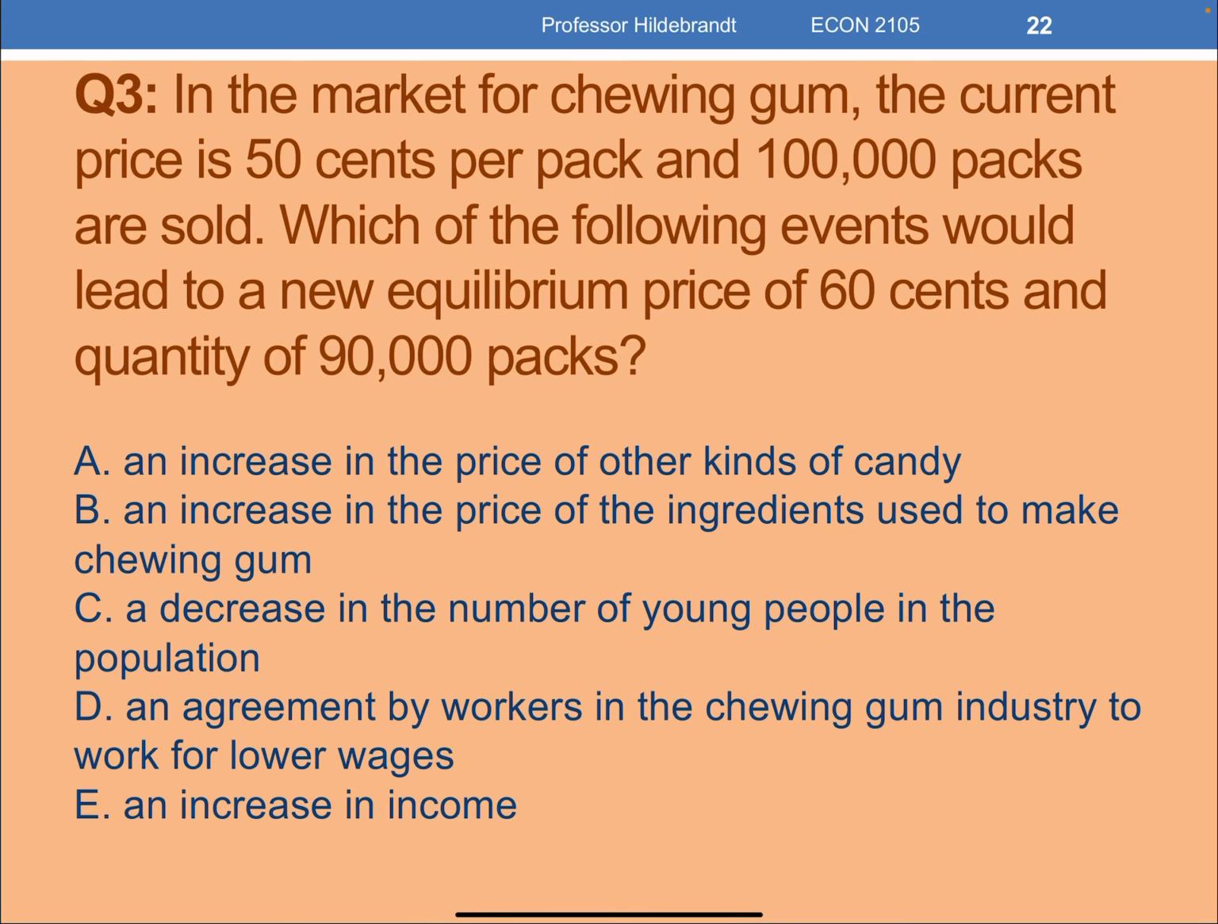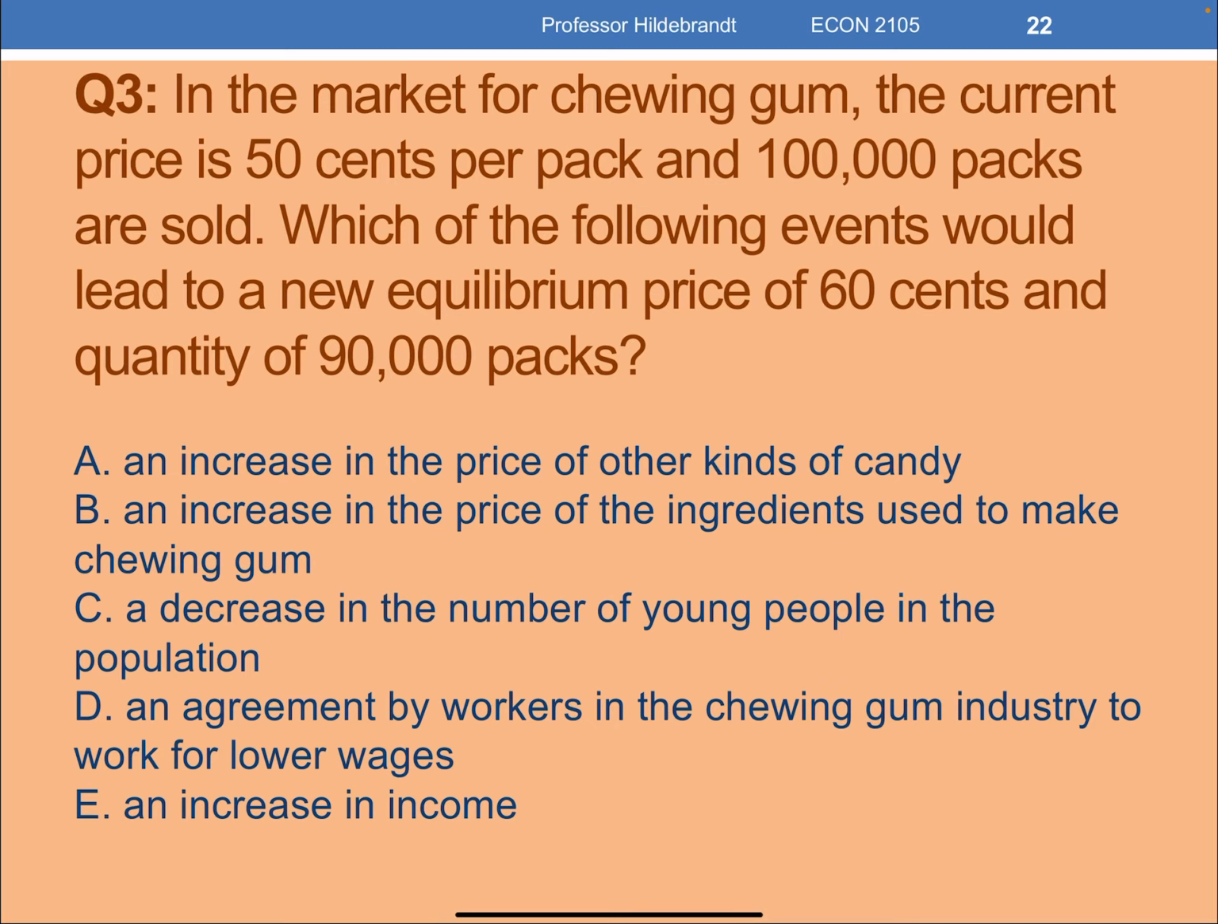Okay, I'm going to ask you some review questions before we move on to the last part of this chapter. So, got a market for chewing gum. My current price is 50 cents a pack. We're selling 100,000 packs a day. Which of the following would lead to a new equilibrium of 60 cents and a quantity of 90,000?